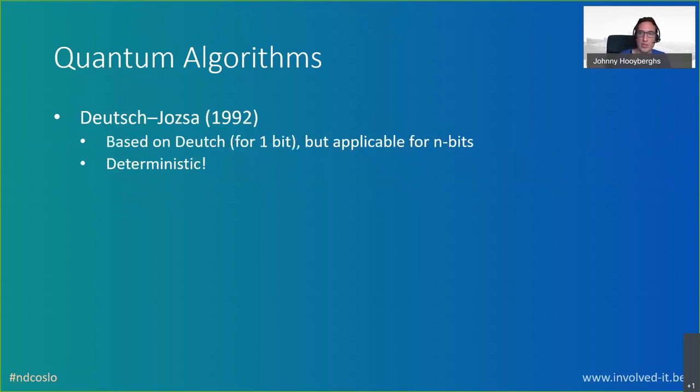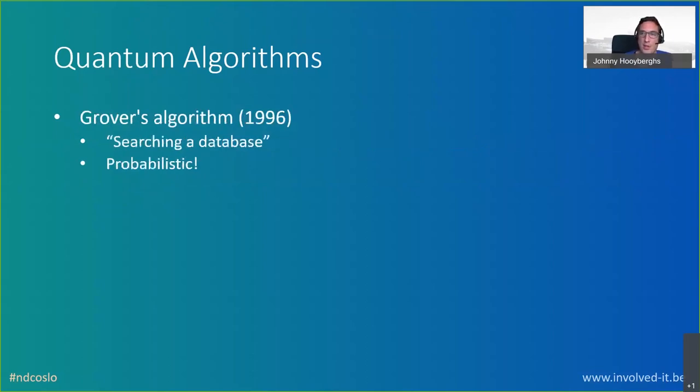Then he worked together with another scientist called Jozsa. They just created a bigger version of their algorithm that not only works for a one-bit problem, but also for multiple n-bits. Then there's Grover's algorithm. This is quite a popular one. It's like searching a database.